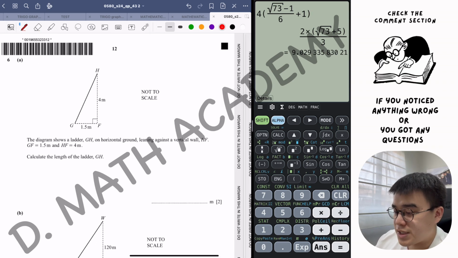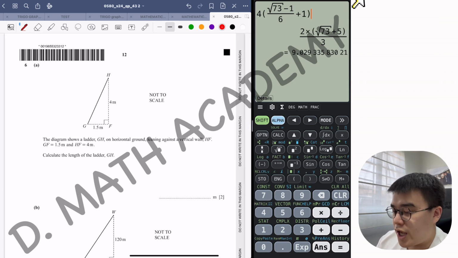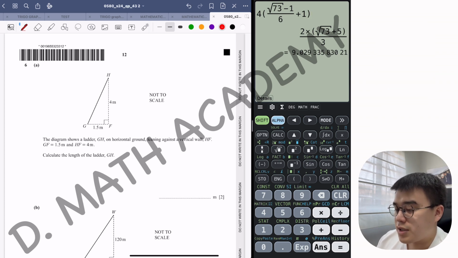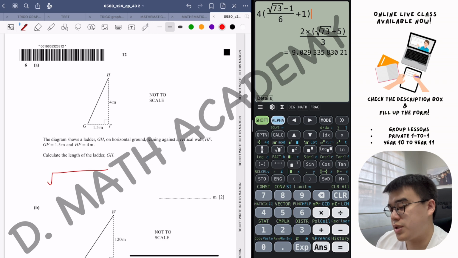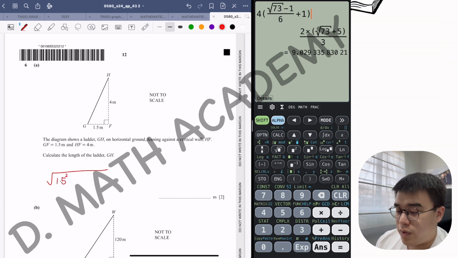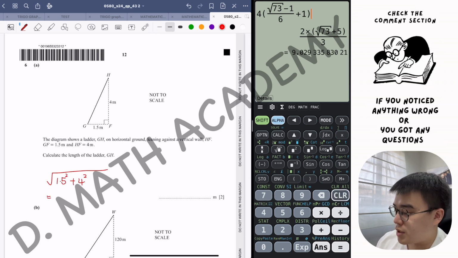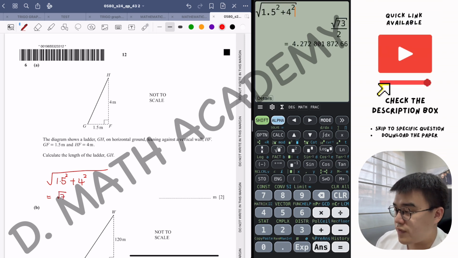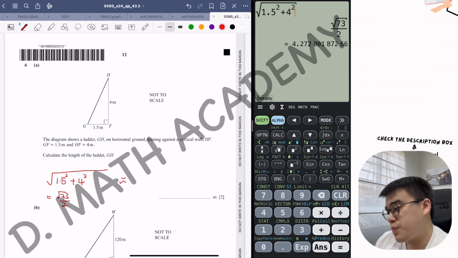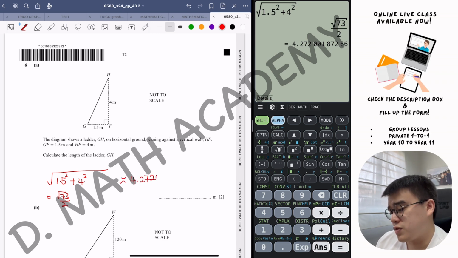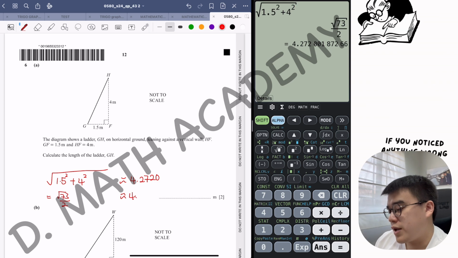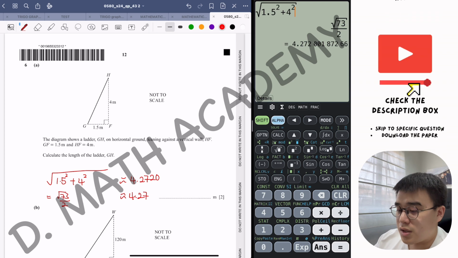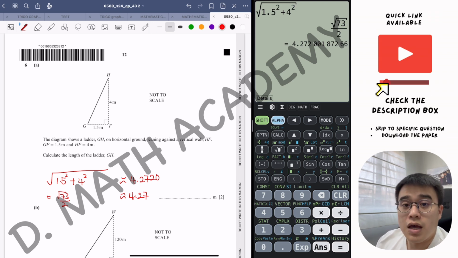Moving on to question 6. Okay, the diagram shows the ladder GH on a horizontal ground, leaning on a vertical wall HF. Calculate the length of GH. So this will basically be a Pythagoras theorem with 1.5 squared and 4 squared calculated in. Okay, it then created a root 73 over 2, which is approximately 4.2720. Or if you were to write it, you can show the answer as 4.72827. Okay, so this is for my question 6a.